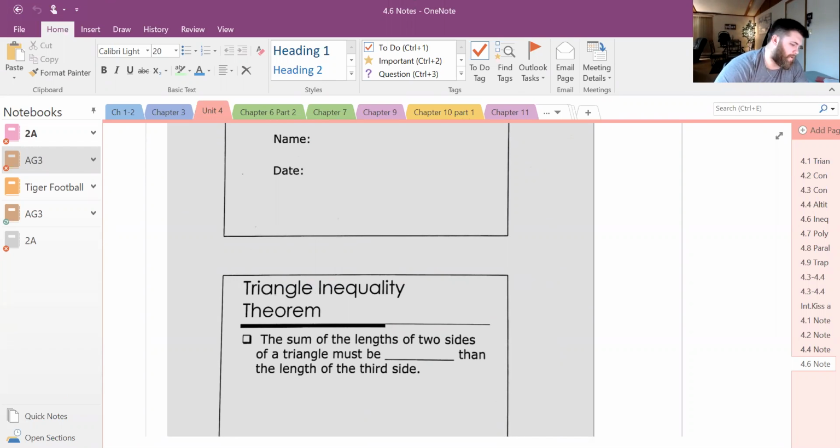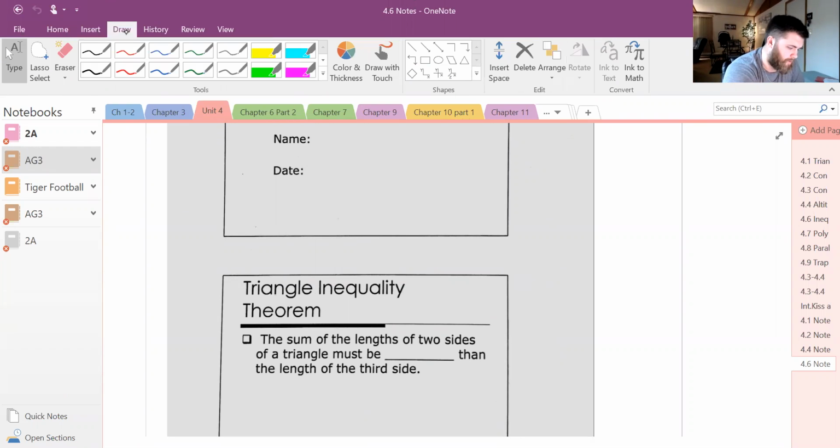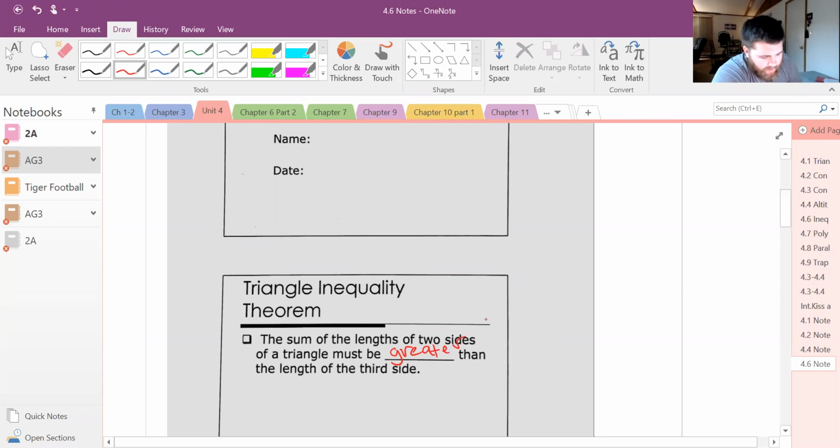The sum of the lengths of two sides of a triangle must be greater than, greater is what goes in that blank, greater than the length of the third side. That should make sense. The whole point of that is so we don't get any triangles looking like this. Is that a triangle? No. What about this? Is that a triangle? No.